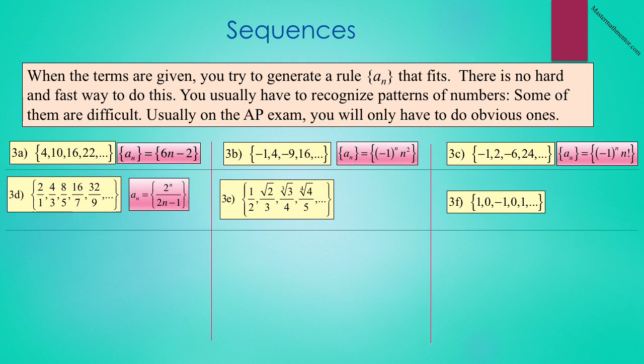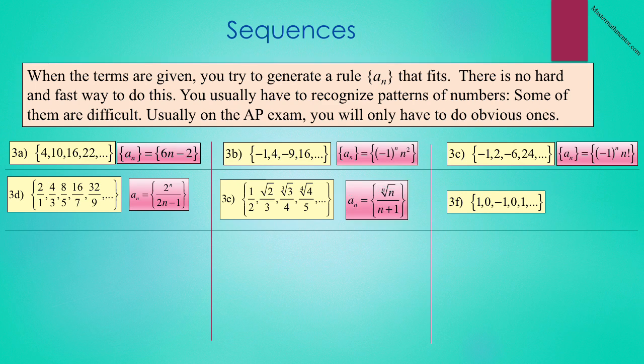3d reads 2 over 1, 4 over 3, 8 over 5, 16 over 7, 32 over 9, ... Whenever you're given a sequence containing fractions, it is usually best to think of the numerator and denominator as independent sequences. The numerators are just powers of 2, or 2 to the n, while the denominators are odd numbers, which is 2n minus 1. So the sequence is 2 to the n over 2n minus 1.